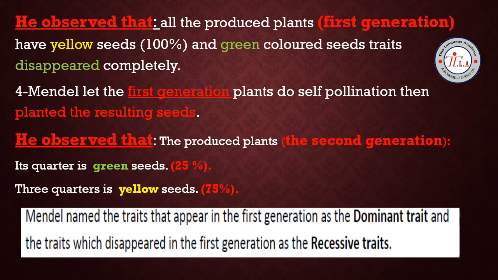Mendel named the traits that appear in the first generation as the dominant trait, and the traits which disappear in the first generation as the recessive traits.